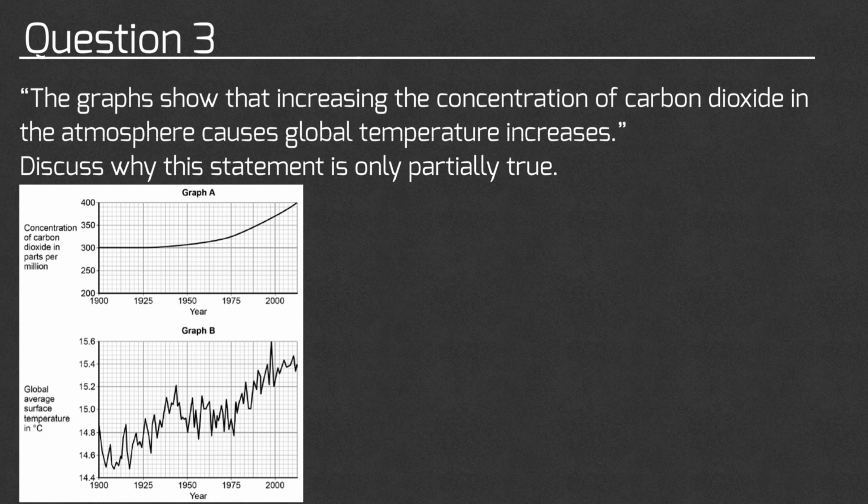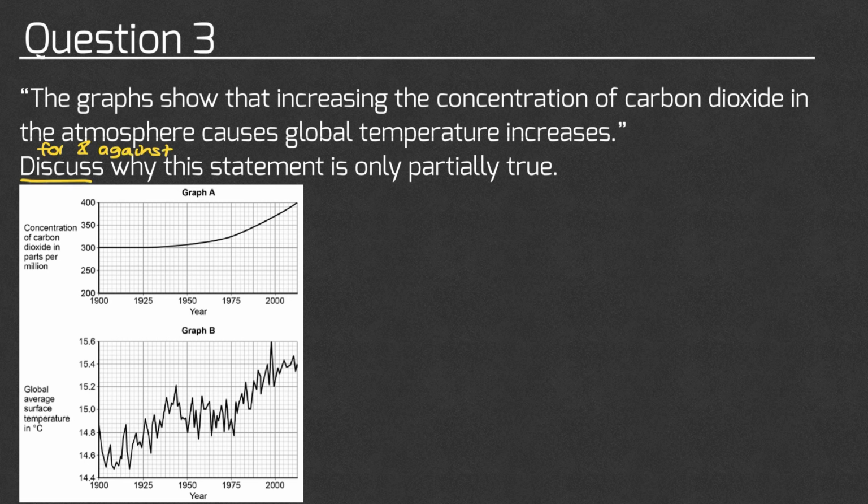In this question, we're given a graph, which we'll look at in a moment, but the question is asking us to look at the statement: the graphs show that increase in the concentration of carbon dioxide in the atmosphere causes global temperature increases. Discuss why this statement is only partially true. So there's a lot in that question. We'll start by breaking it down.